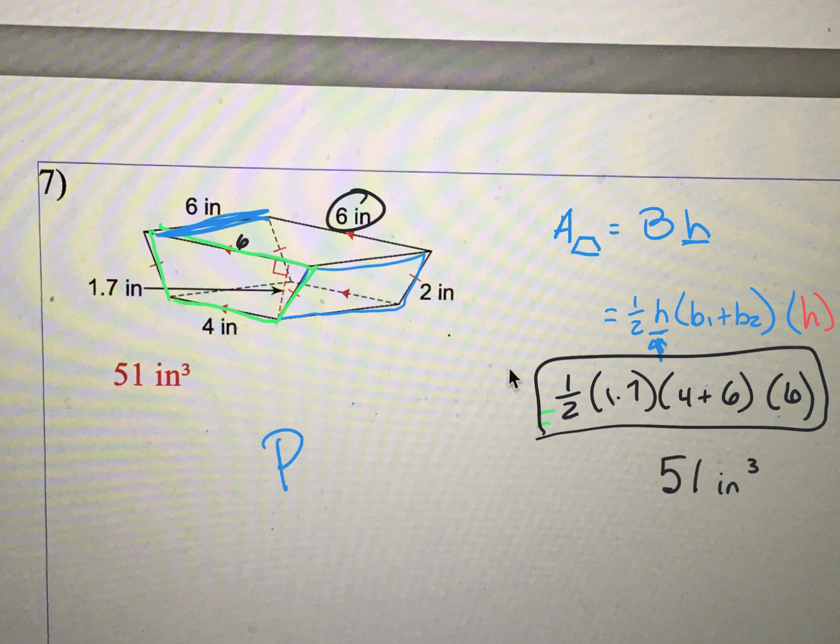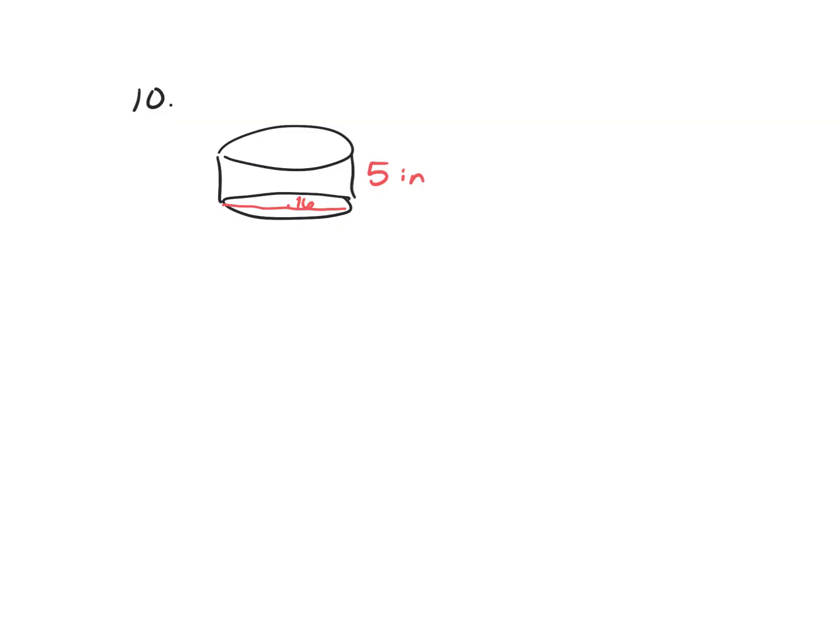They put area of the base times height of the box. The base is a trapezoid. Pull that off to the side, find the area of that trapezoid, and then multiply it by how tall the box is. Okay? The formula for the volume of a cylinder is pi r squared times the height.